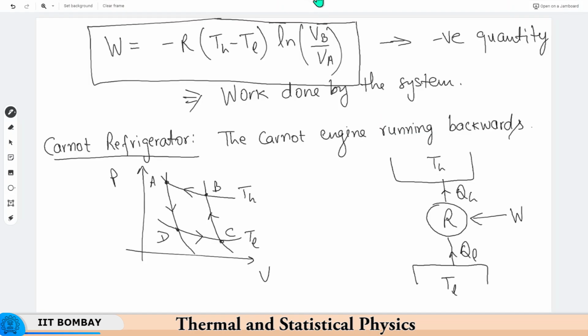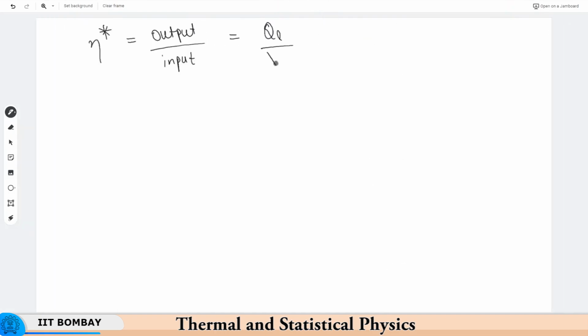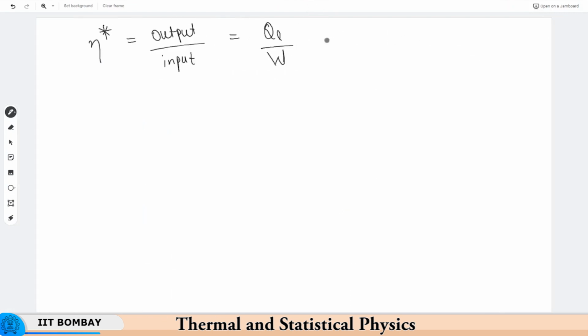Let me denote that as eta star, which is again output divided by input, and here the output that we are interested in is QL. We want to extract heat from the cold reservoir, and the input is the amount of work that we have to do on the system. From the first law, I can write QL divided by the work, which will be QH minus QL, and this I can write as 1 divided by QH over QL minus 1.